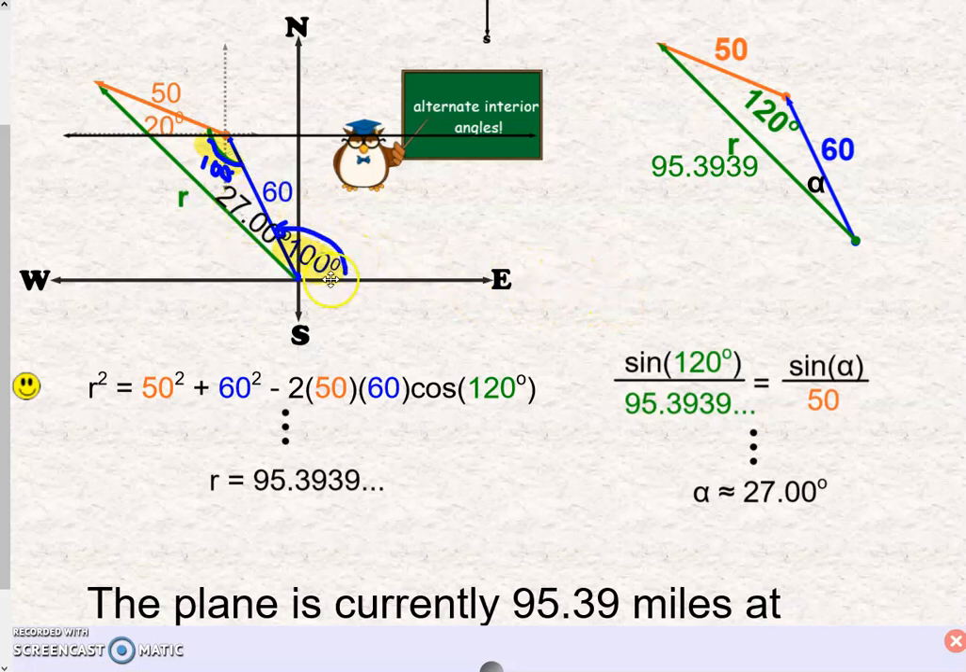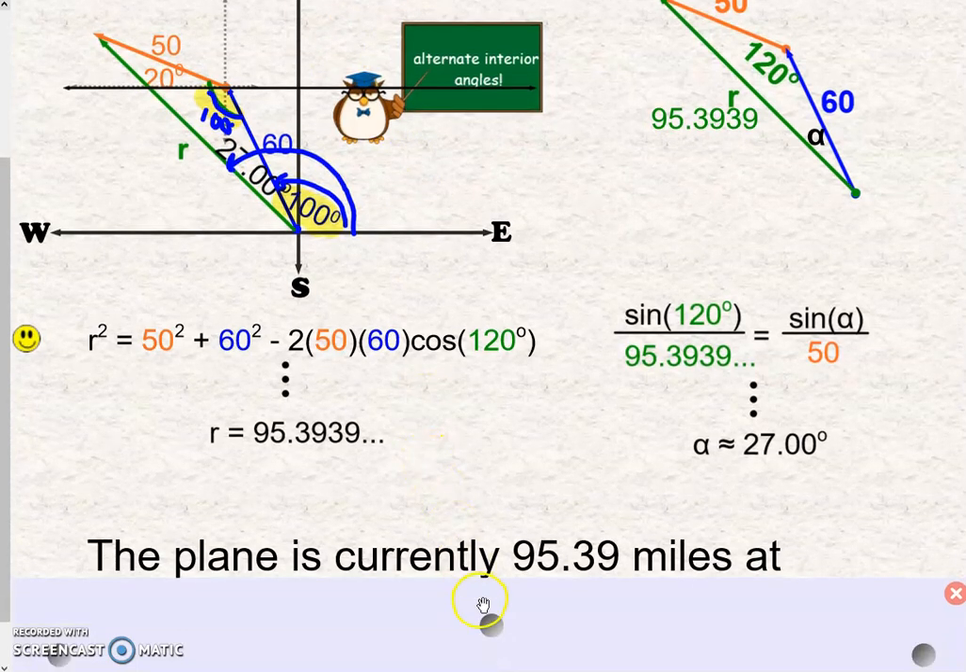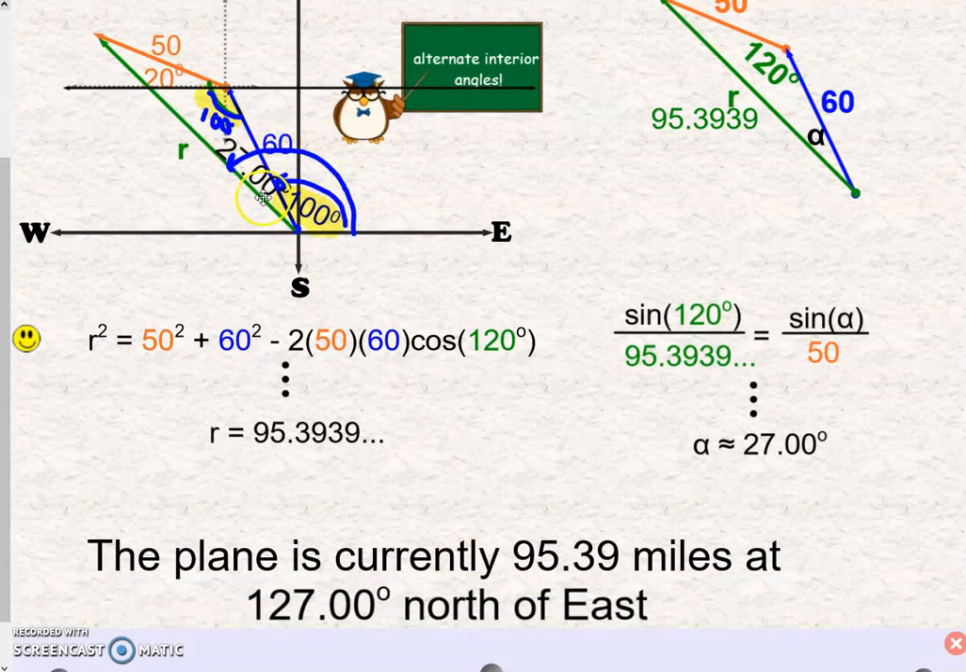So how can we talk about where that green line is? That green line isn't 100 degrees north of east. It's not 27 degrees north of east. That angle is from here all the way over to there. We could say that that new value r is 127 degrees north of east, because we had to add these two together in this instance. Now, I don't want you to think that we're always going to be adding angles. There might be times you have to subtract.